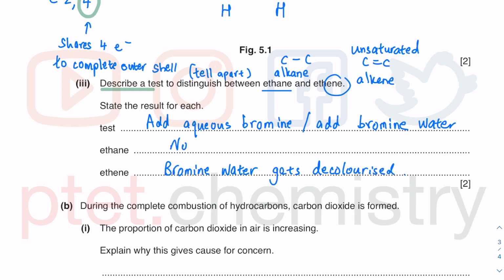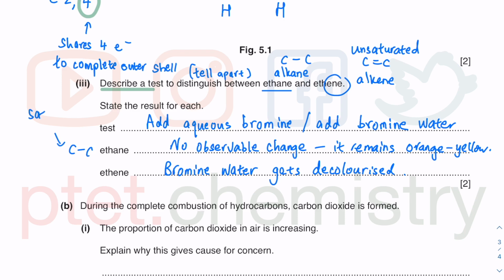For the alkane, there is no observable change, so no change in color at all. It's not colorless. It remains orange-yellow because it only contains carbon-carbon single bonds, and that means it is saturated. A saturated hydrocarbon cannot add Br across the single bond.